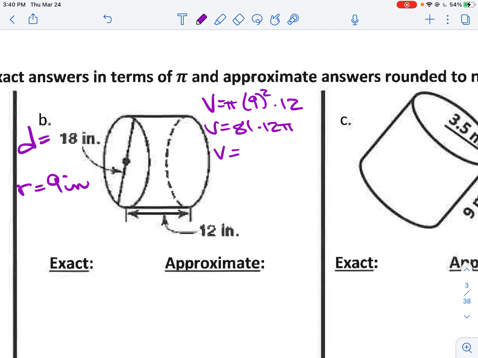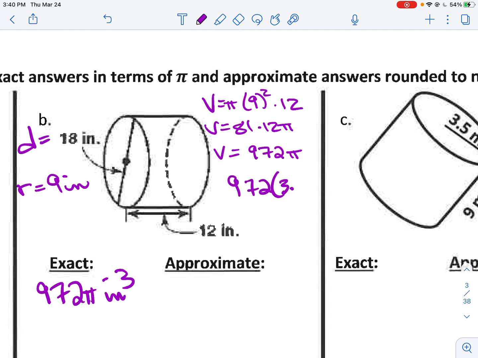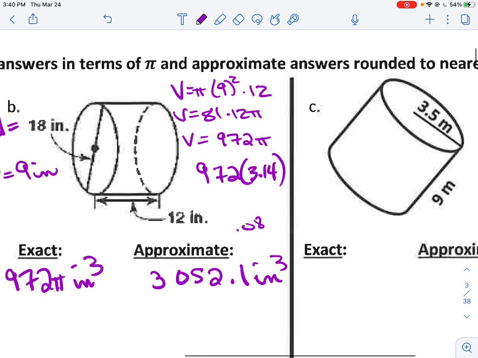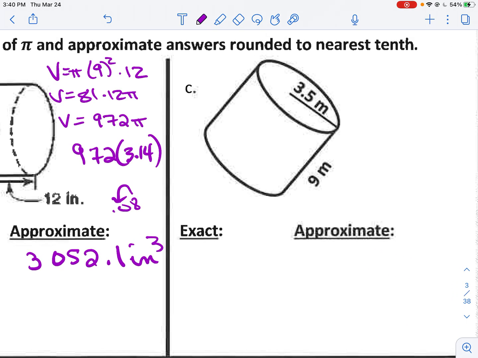And that is going to give me 972 pi, so 972 pi inches cubed. Then I take 972 and multiply it by 3.14 and I will get 3,052.1 inches cubed. It's really 0.08, but when we round to the nearest tenth, this number right here goes up 1.